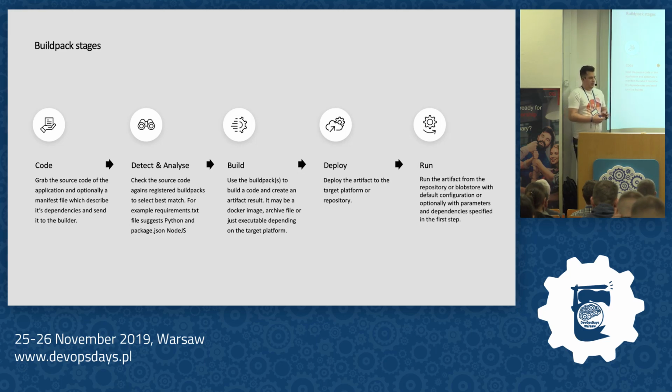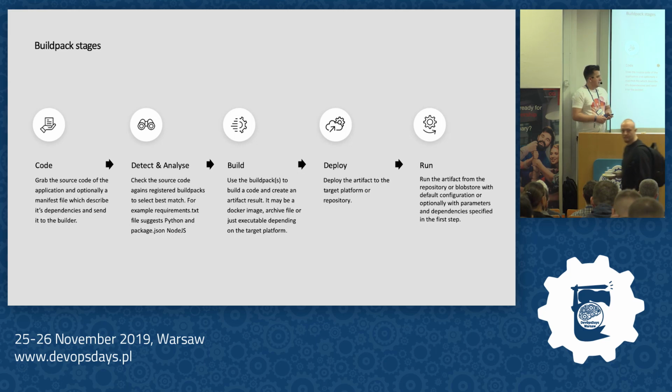The source code which we send to the builder will be analyzed by all of the buildpacks which are registered in the lifecycle. This means it will check the files and see which buildpack fits best to build it. And it doesn't have to be one buildpack. For example, in Python, there are multiple buildpacks. The most common ones are Python runtime, which is just the Python runtime distributable which will run the code, and there is also the pip buildpack, which will download and build all dependencies and install them. Those are different buildpack layers.